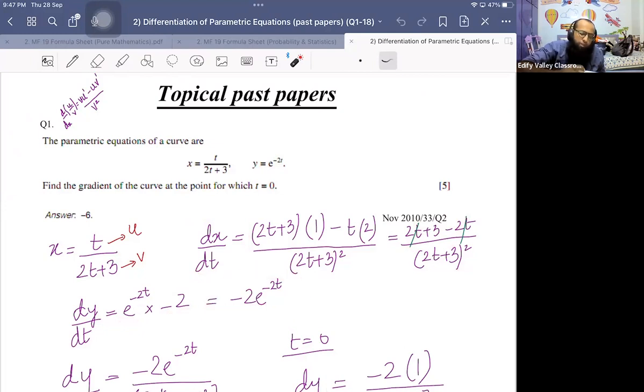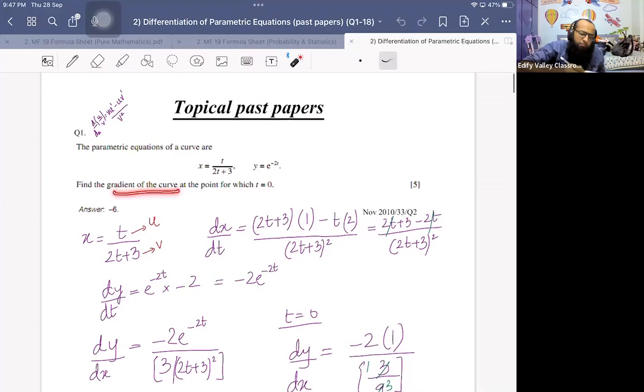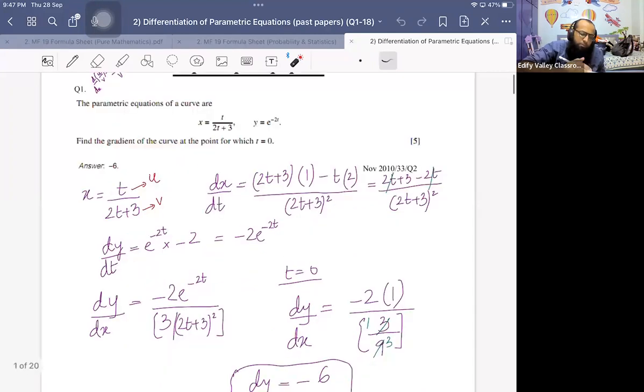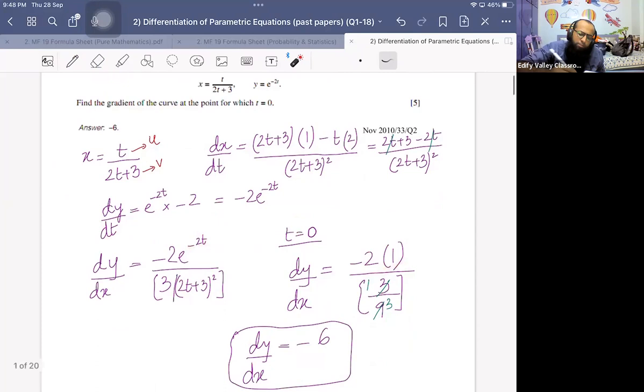If we need to find the gradient of the curve, then we first find dy by dx. For dy by dx, dy by dt divided by dx by dt. So minus 2 e power minus 2t divided by 3 upon 2t plus 3 whole square. You don't have to simplify any further. We just need to find the gradient of the curve at t equals 0. So we are going to substitute t equals 0 in the gradient function dy by dx. If we substitute 0 over here, e power 0 is 1, so it's negative 2. And then over here it's 3 over 9. And we have simplified to get the answer negative 6.